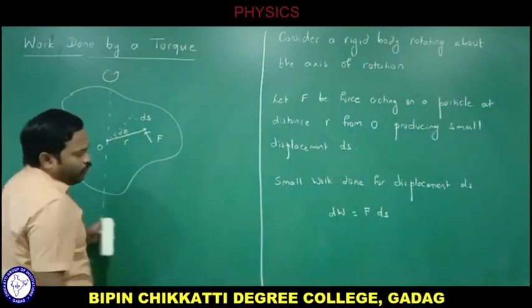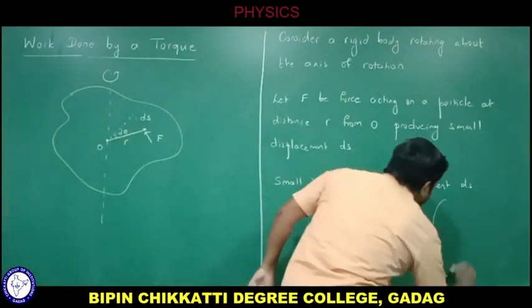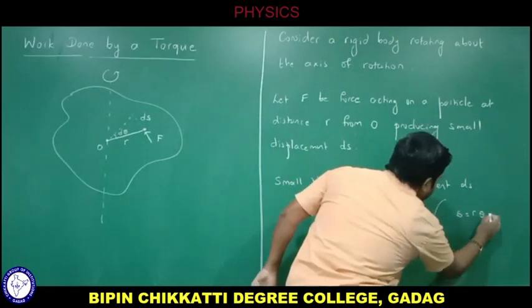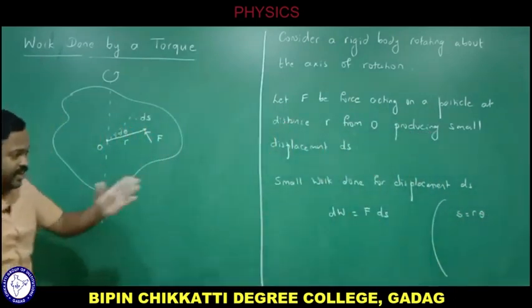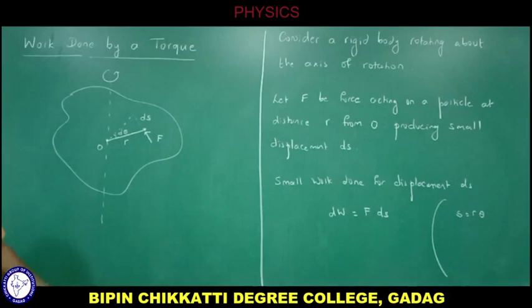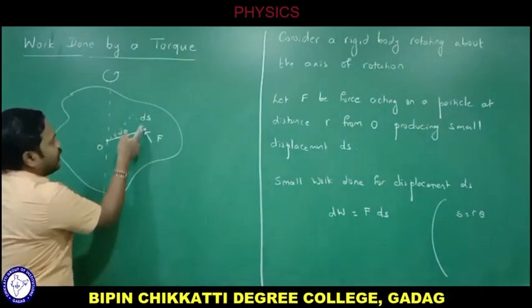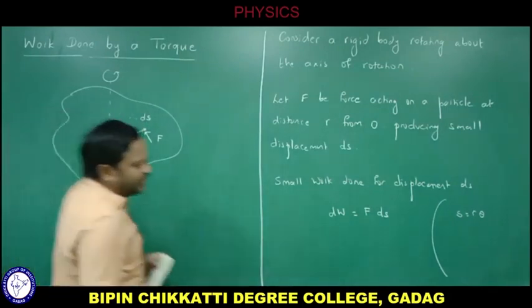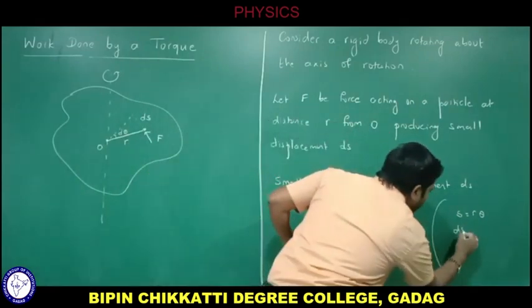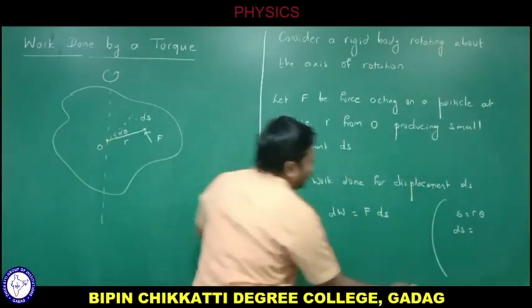Now, if I am considering this body rotating in a circular manner, we have the formula S equal to r theta. We have the formula for radius into angle, the length of the arc. S equal to r theta. So this is the arc, ds. The arc is ds, and the distance is r.